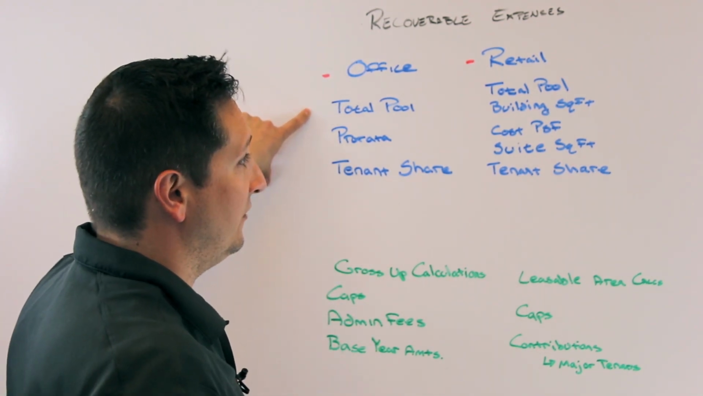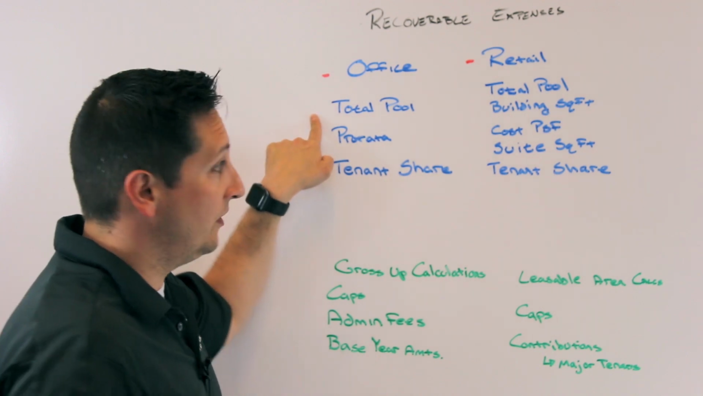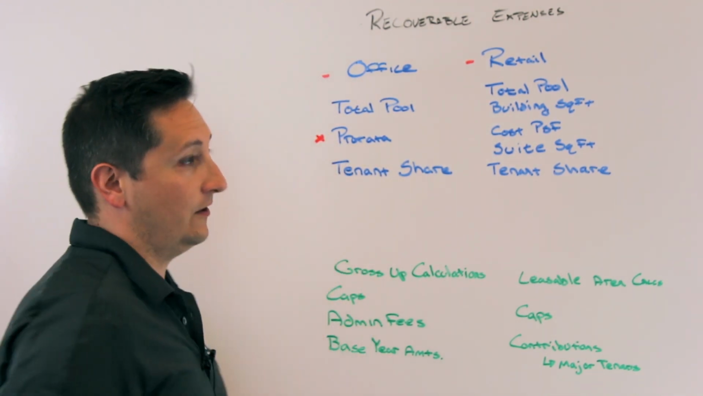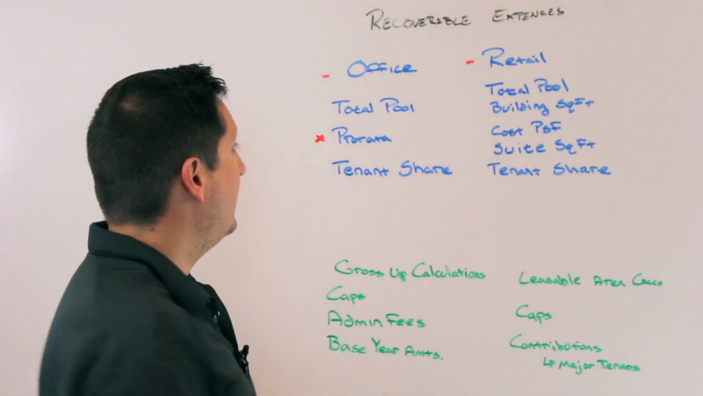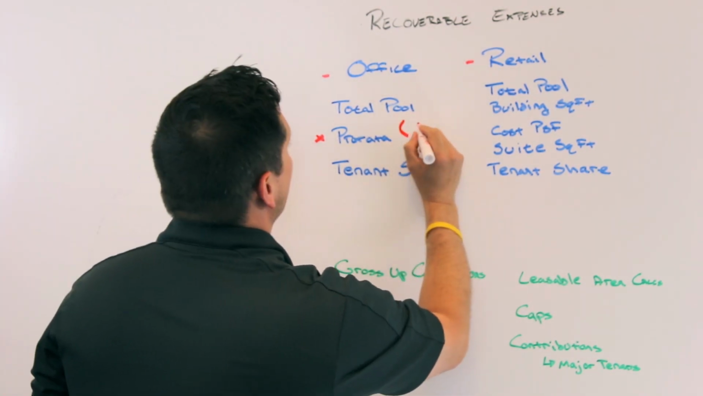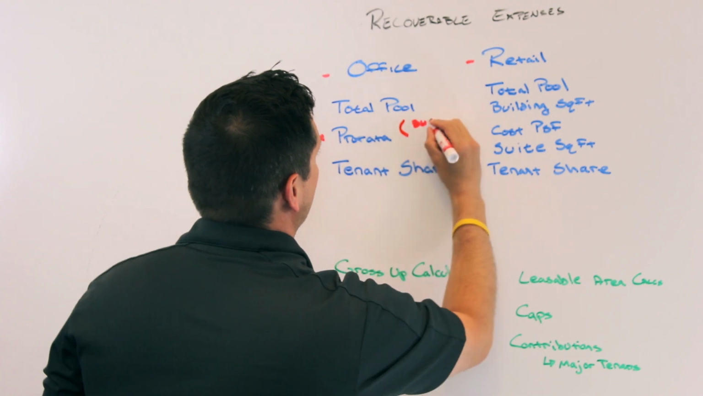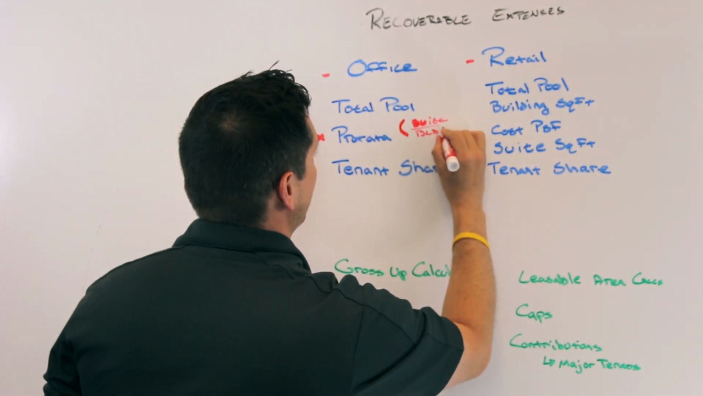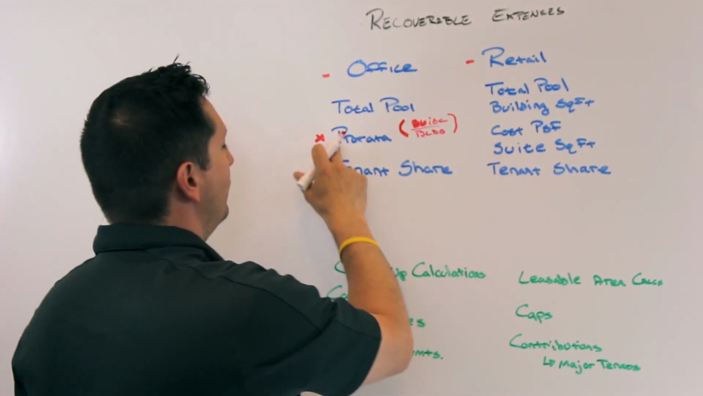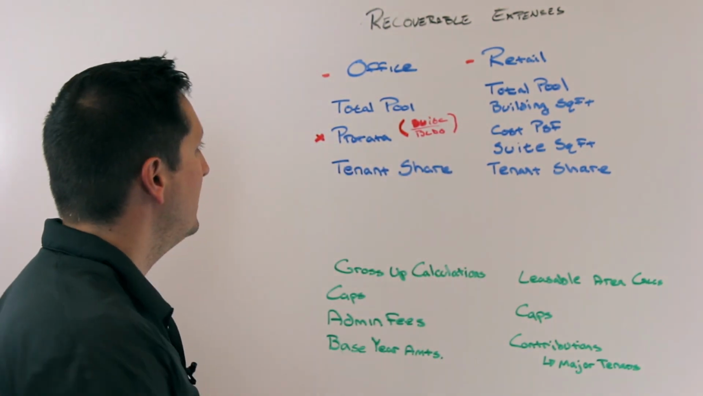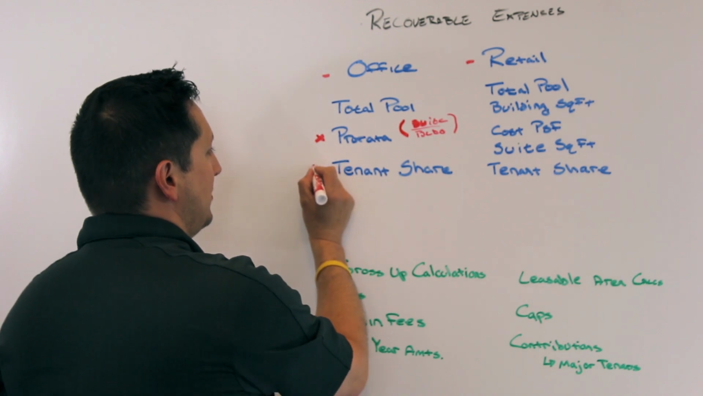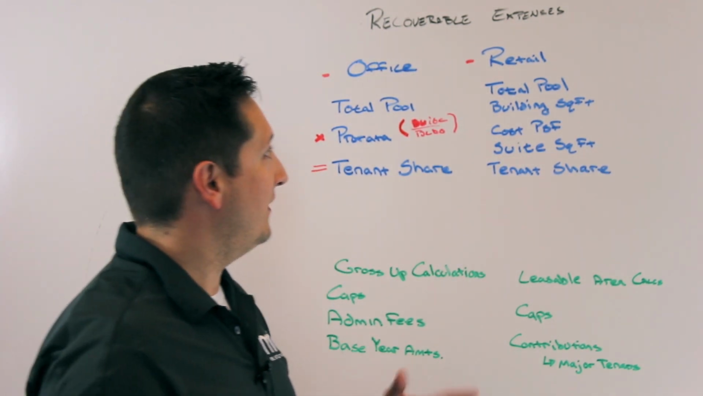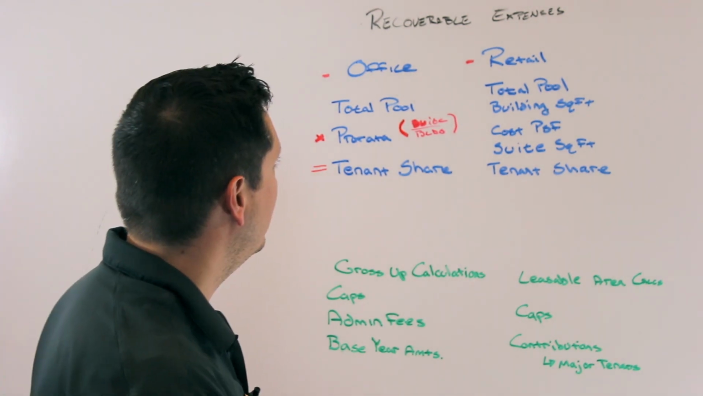So if we look at the office set, your total pool is a starting point. You take that and you multiply that times your pro rata share. Your pro rata share ends up being your suite square footage divided by your building square footage. So that gives you the tenant's pro rata share. You multiply that and that ends up equaling your tenant's recoverable share. Now there's a lot of stuff that goes into that, and we'll dive a little bit into what that is.